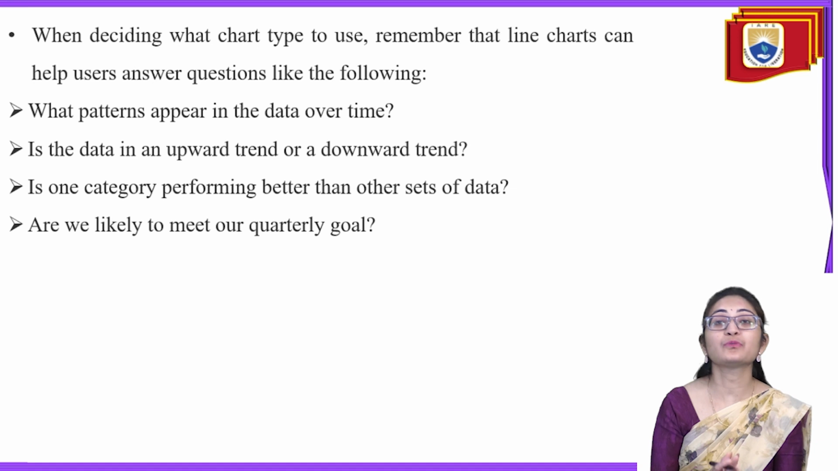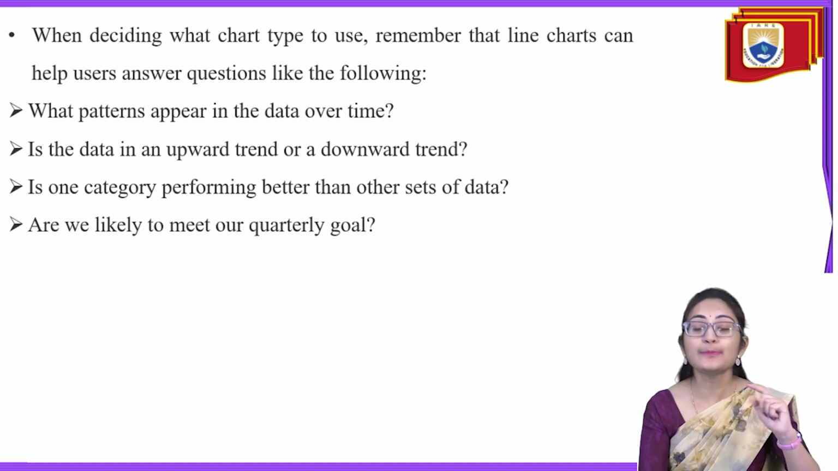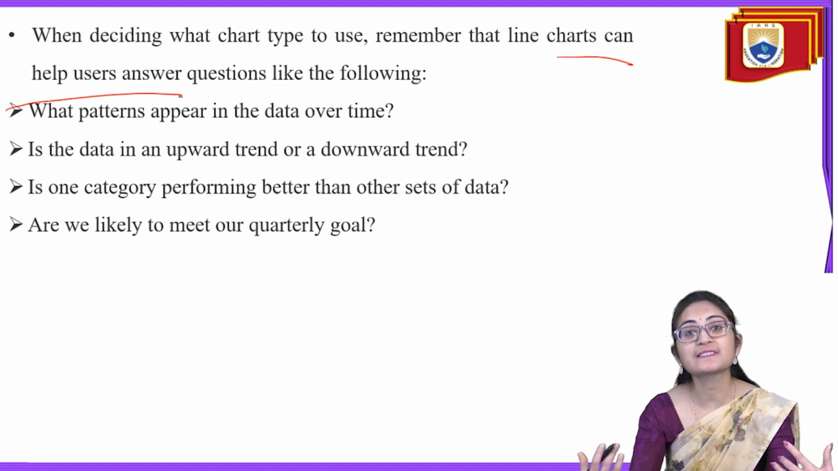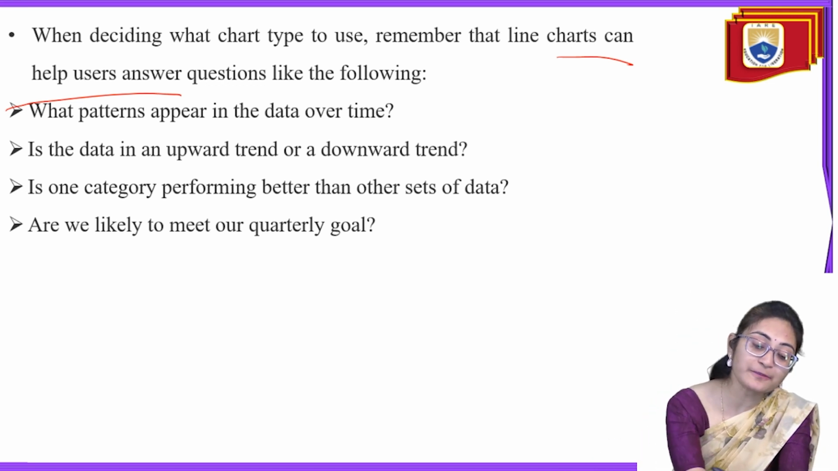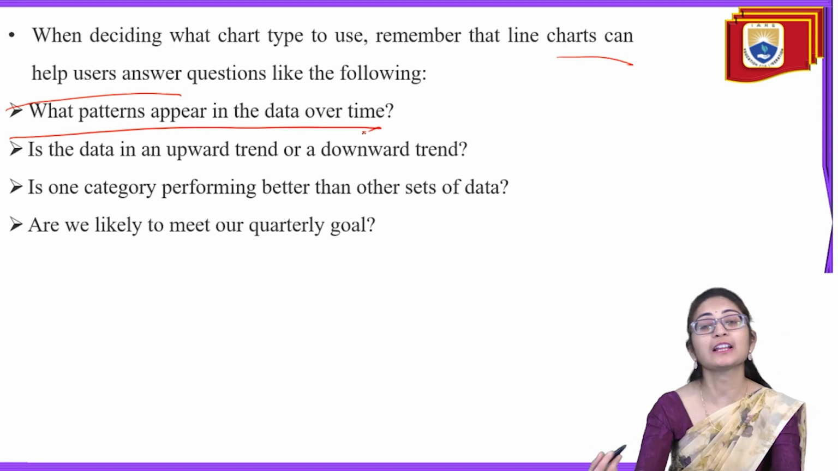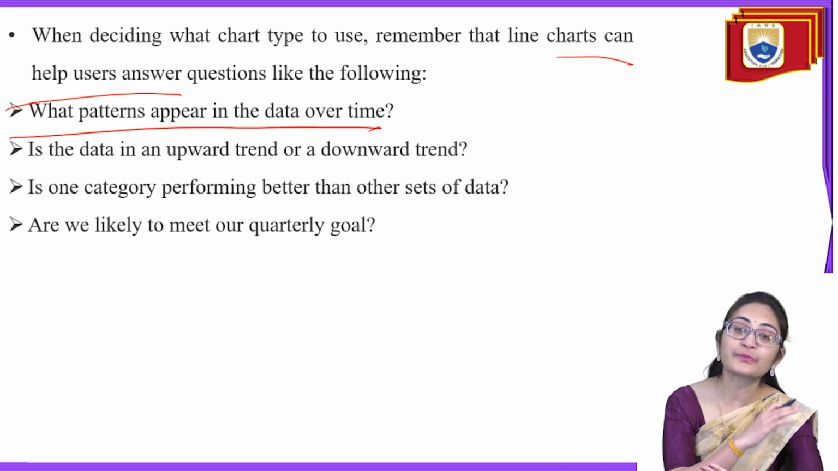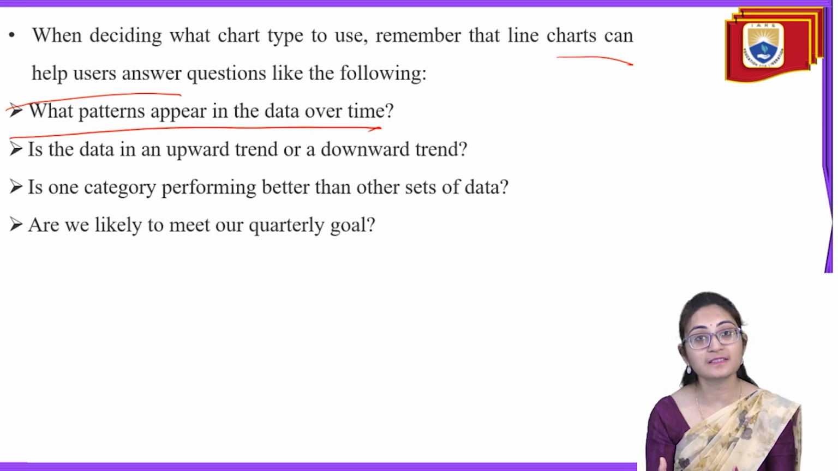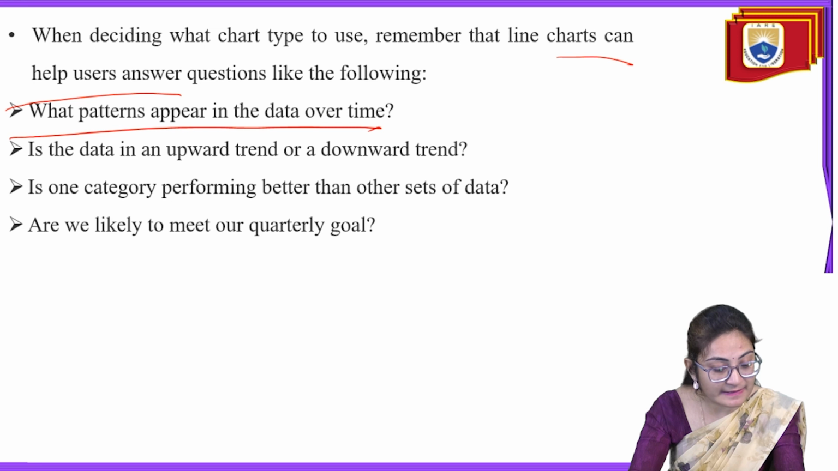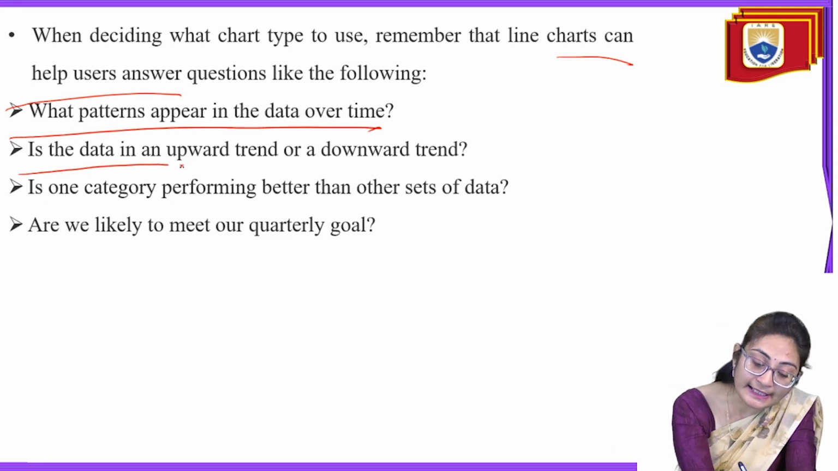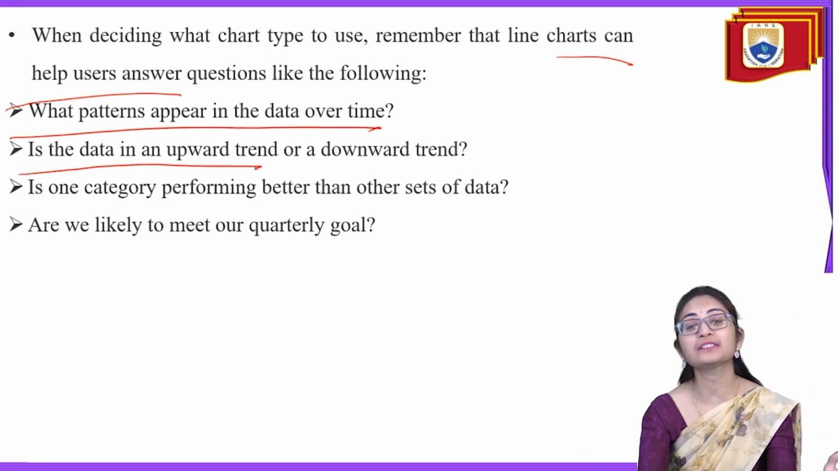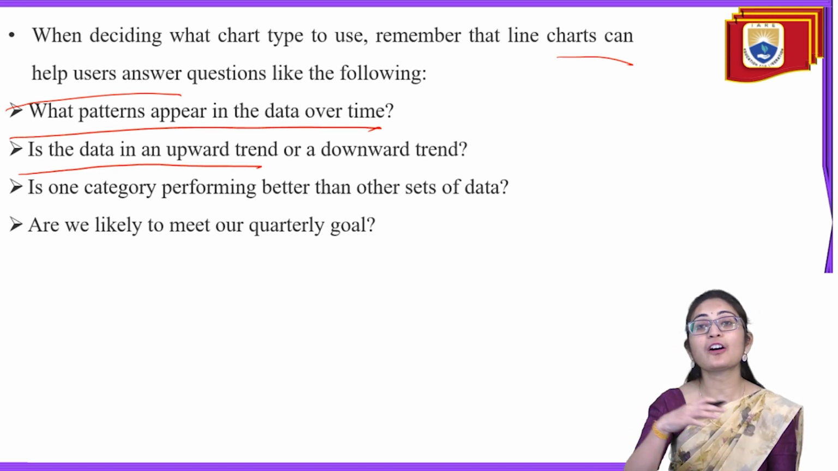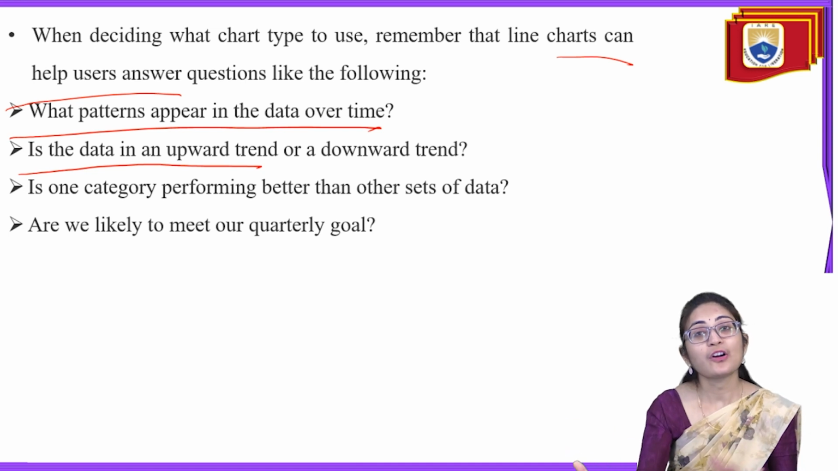So when deciding what chart type to use, remember that a line chart can help users answer questions like the following. For example, first, what patterns appear in the data over time? Whenever you observe the data, at that time you have to consider some patterns. Then the second one is, is the data in an upward trend or a downward trend? Now you have to check whether the height of the data is increasing or decreasing.